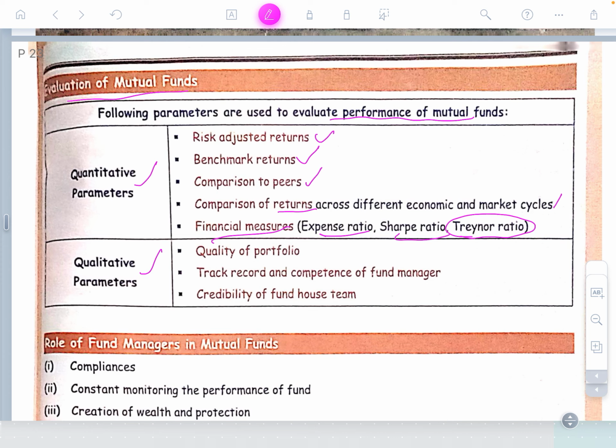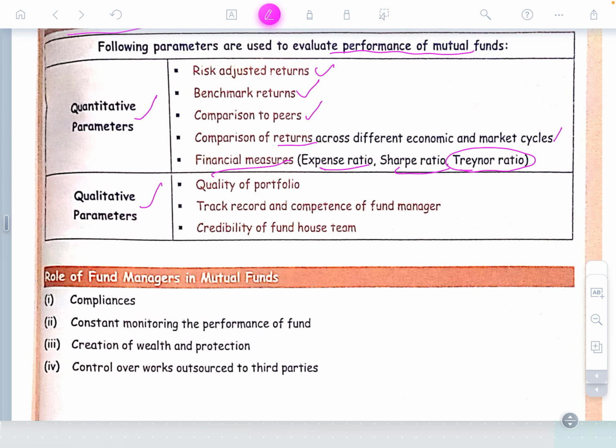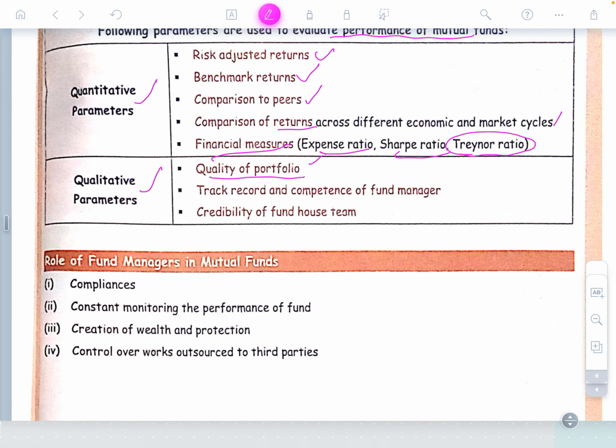So that's how you can see the qualitative side. What is quality? And other formulas you can use. Quality of the portfolio: how the portfolio is allocated, how much equity, how much debt, how much gold. So you can see that, and the track record and competence of the mutual fund manager, how the mutual fund manager works.